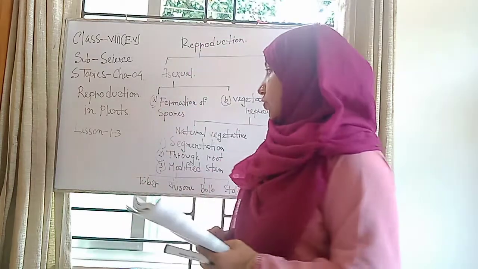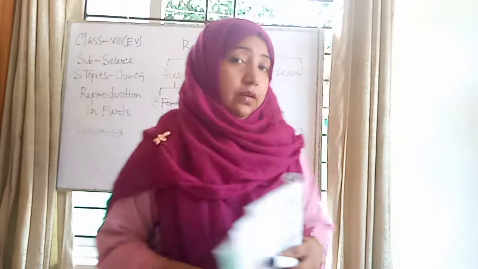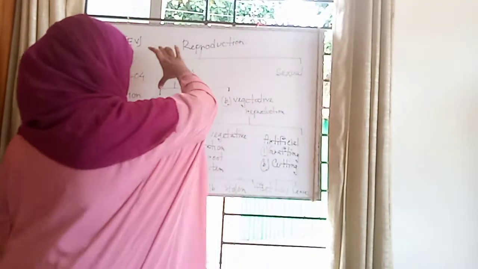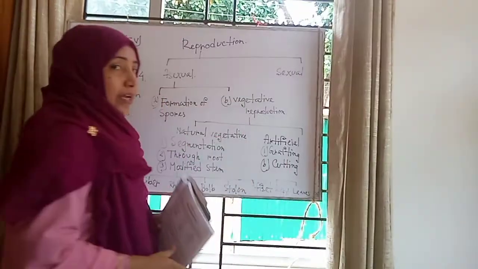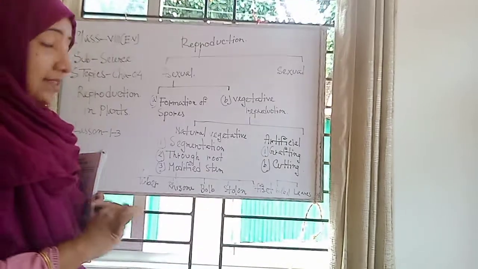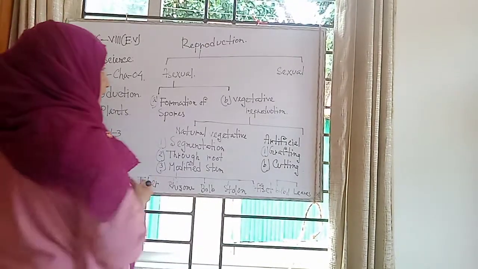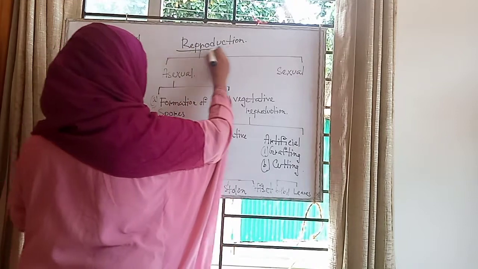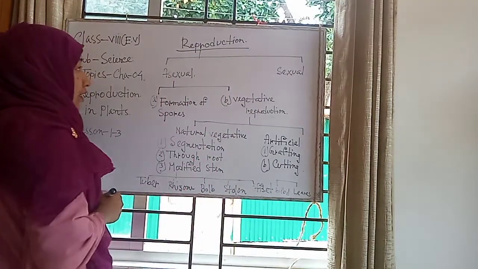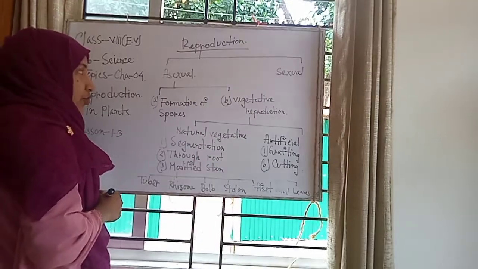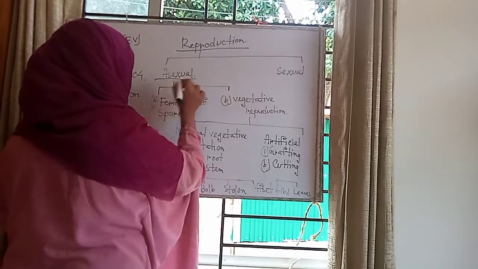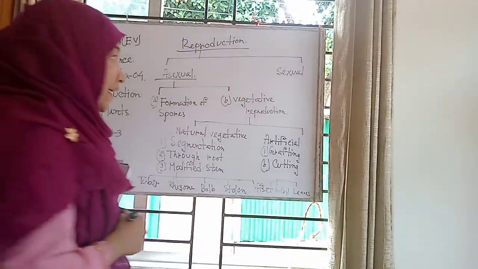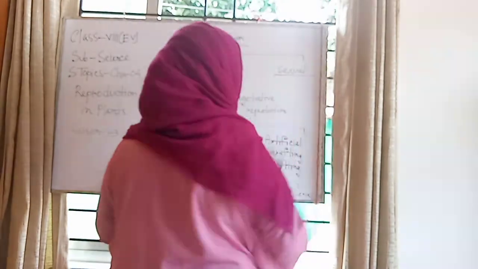Here I have also drawn it up. Basically, this structure is a very important chart. Please everyone write this. The first category is reproduction. Reproduction is basically of two types. The first type is asexual reproduction and the second is sexual reproduction.